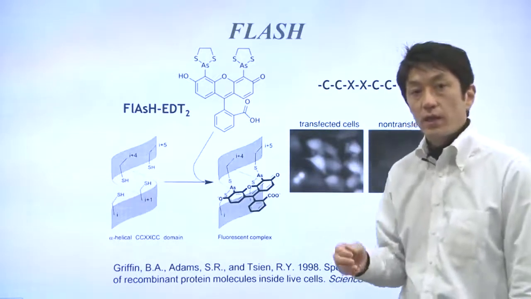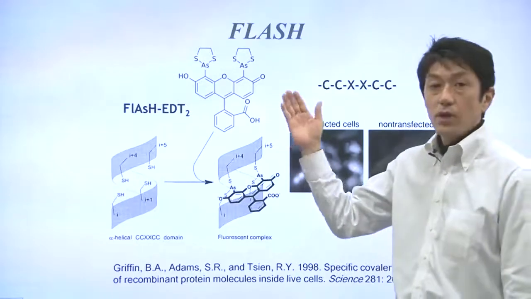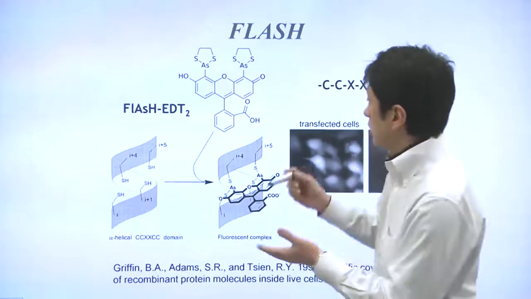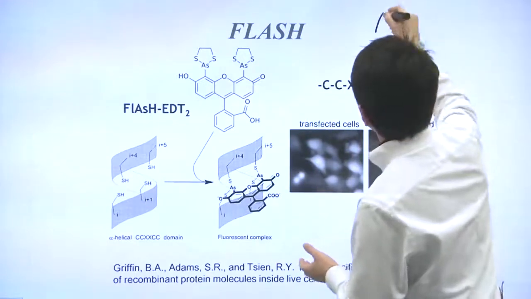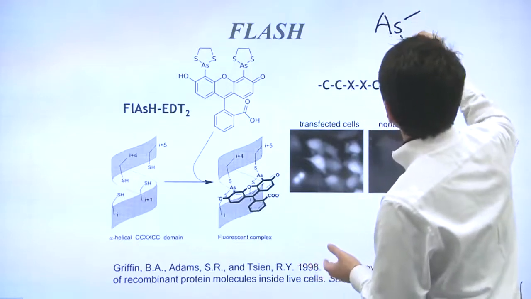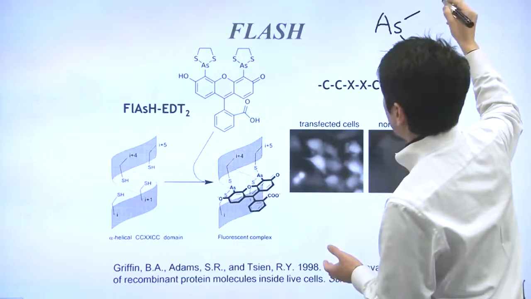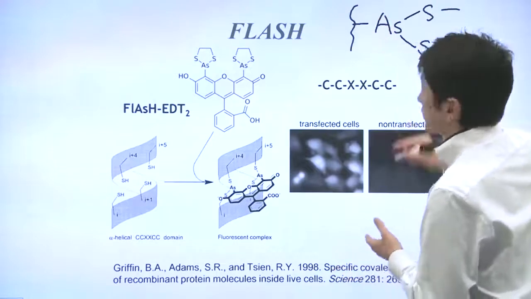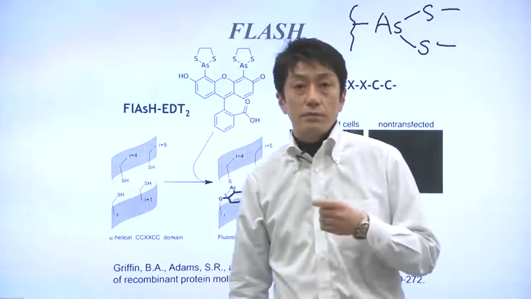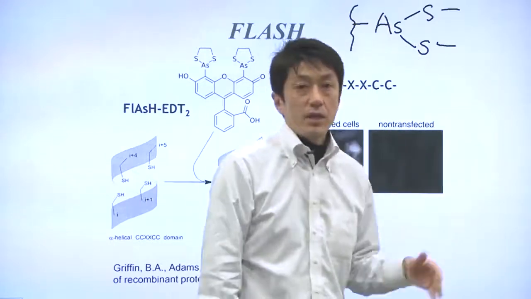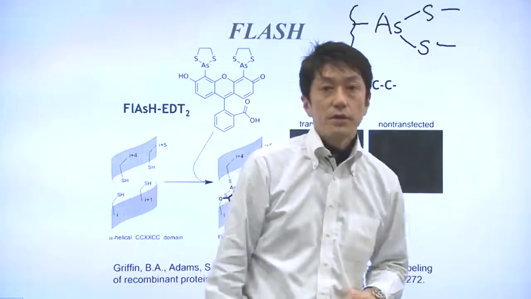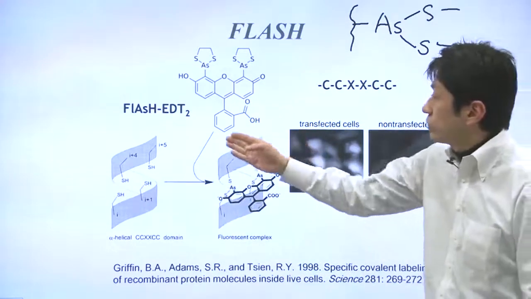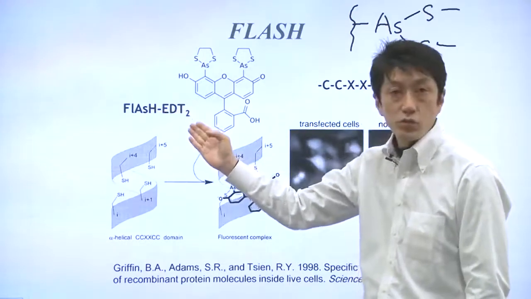It was known that arsenic compounds bind to pairs of cysteine residues. Any arsenic molecule can bind to the cysteine SH group, like this. This is the reason why many arsenic compounds are toxic in the body. The research group of Professor Tsien synthesized an arsenic compound called FlAsH-EDT2.